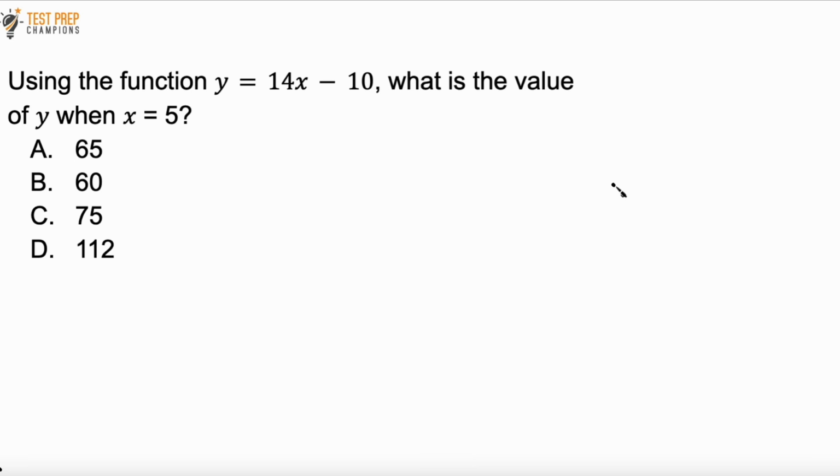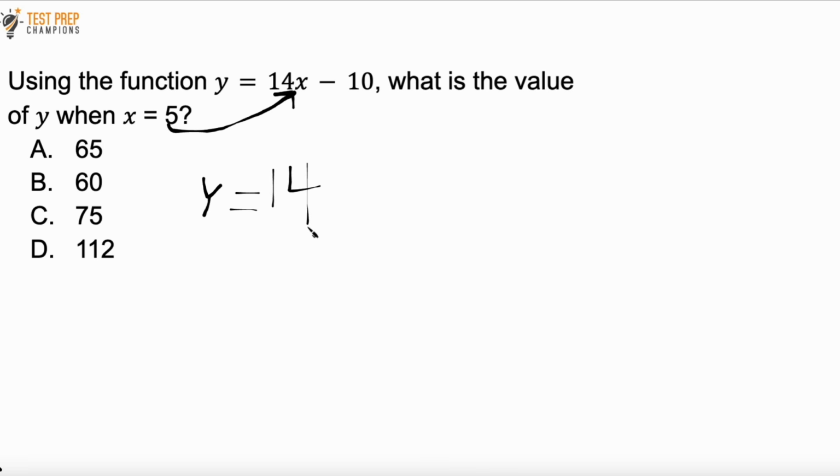Okay, so let's talk about this question here. So what I want to do here is take 5, and I'm going to plug it in for x, because I know that x equals 5 here in this question. So I'm going to rewrite this y equals 14x minus 10, but when I rewrite it, instead of writing the x, I'm going to put 5 in place of the x.